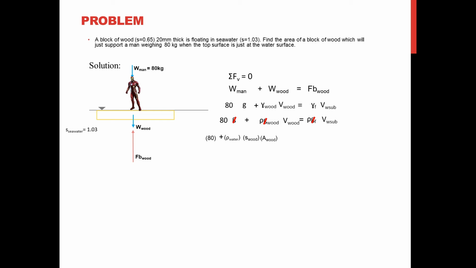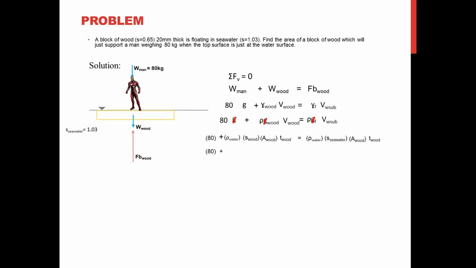So volume here can be written as area times the thickness of wood. So for water, the fluid involved is water, of course, times the specific gravity of the seawater. By the way, rho of water, or raw water, is actually the standard substance. And again, the submerged volume will be in terms of the area of wood times its thickness.